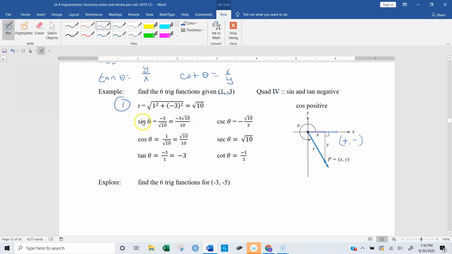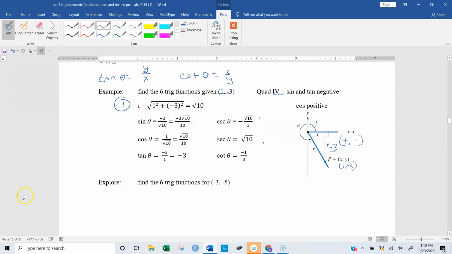So we go here, sine would be, if you need to plug it in here, do so. So I know this is 1 because it's my x value, and this is negative 3 because it's my y value. This gives me (1, -3) when I plot it. So sine, negative 3 over r, which is the square root of 10. And then we rationalize. Cosine, 1 over the square root of 10. Tangent, negative 3 over 1. Flip for your other 3.